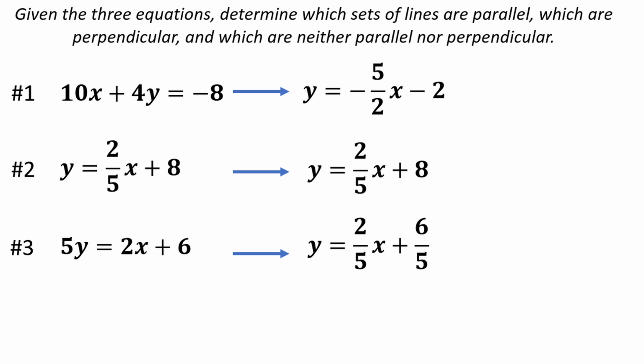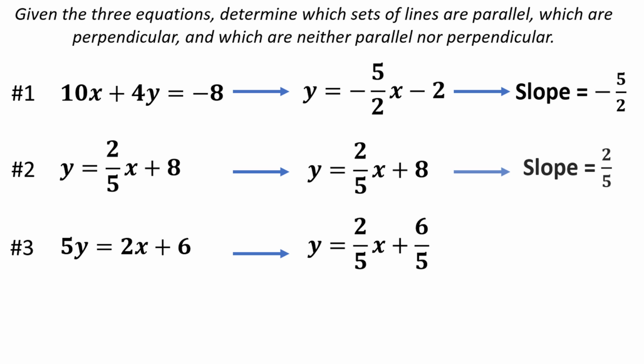Now let's identify the slopes. The slope of line 1 is negative 5 over 2. The slope of line 2 is 2 over 5, and the slope of line 3 is 2 over 5 as well.